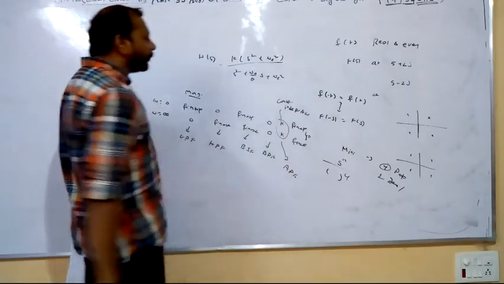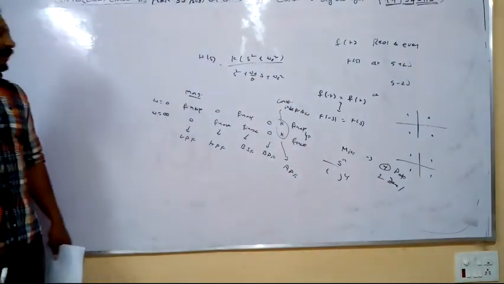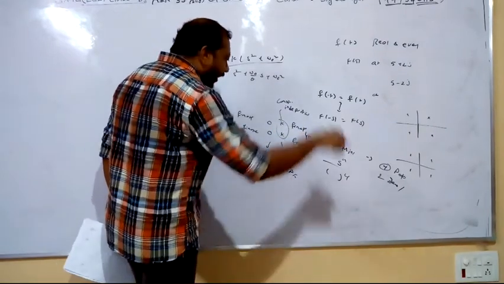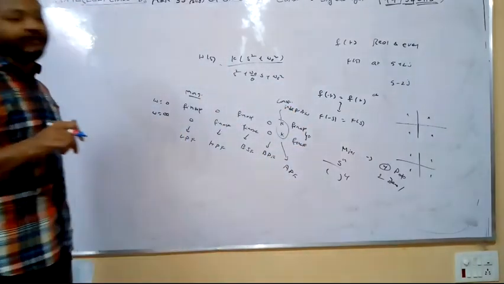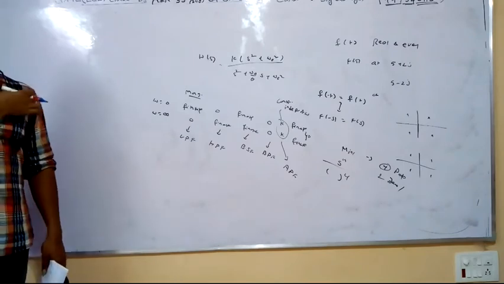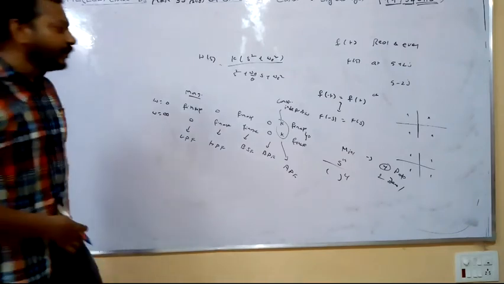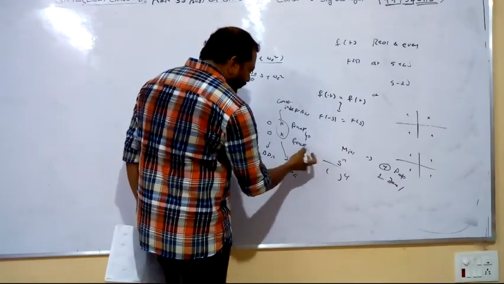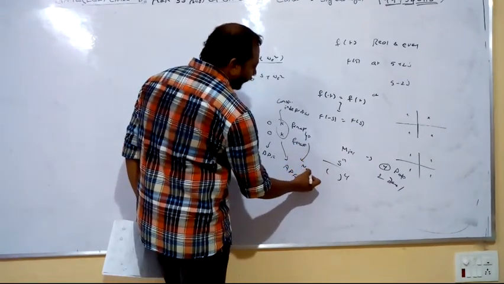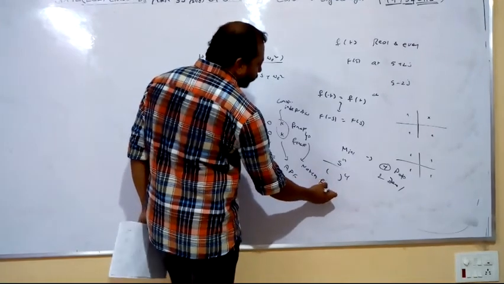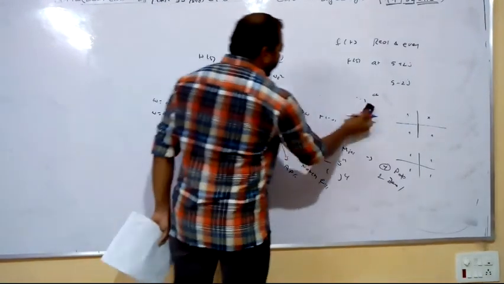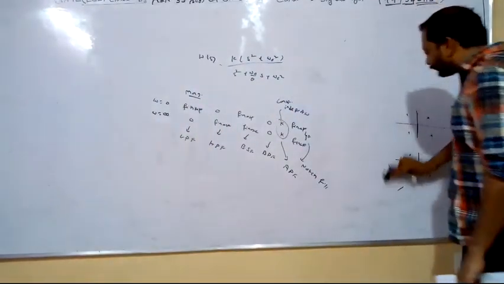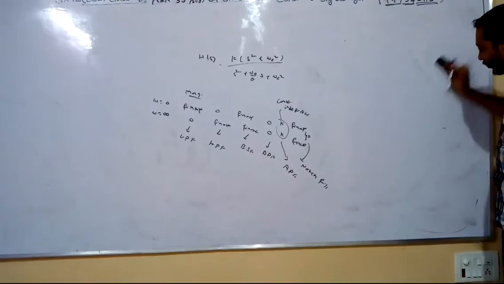Then the corresponding filter is the all pass filter. Here K is constant, so all pass filter, and the final one is some finite value. At an intermediate value of omega, any value between 0 and infinity, this value is going to be 0. The corresponding filter is the notch filter. This you have to remember. Keep it in the box and put 2 to 3 stars.